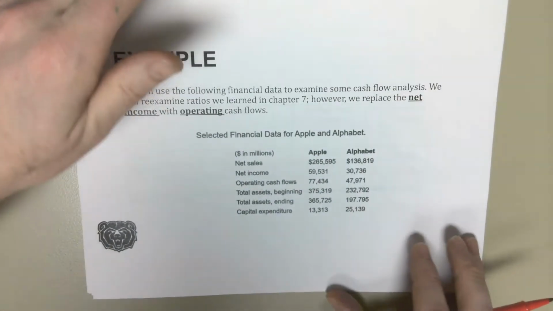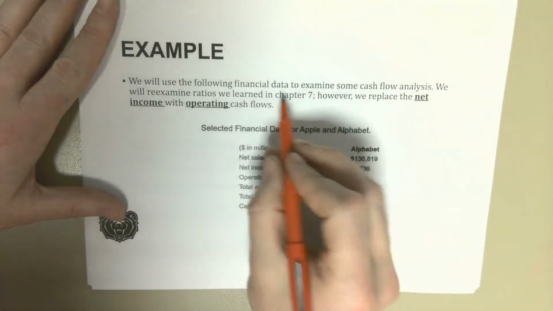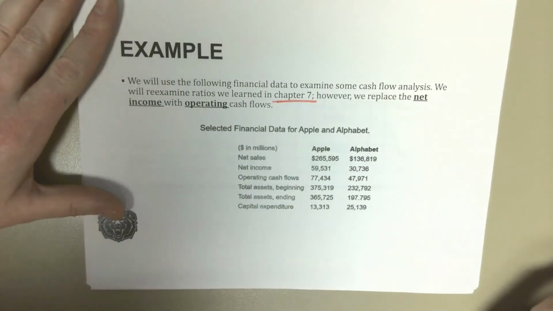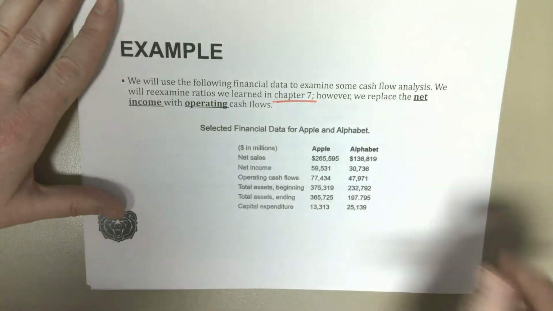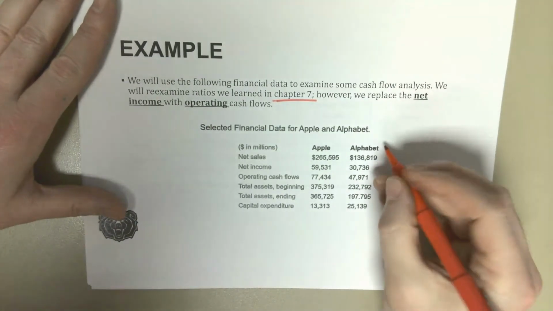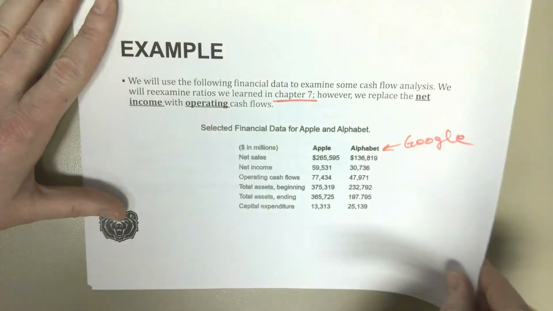So these are the numbers that we'll be using for the examples for the ratios in this. However, we've already learned these in Chapter 7. Okay. We're re-examining some ratios that we learned in Chapter 7, and we're simply going to replace net income with operating cash flows. Okay. Alphabet, I believe, is just Google. So it's not just a made-up company, it's an actual company.